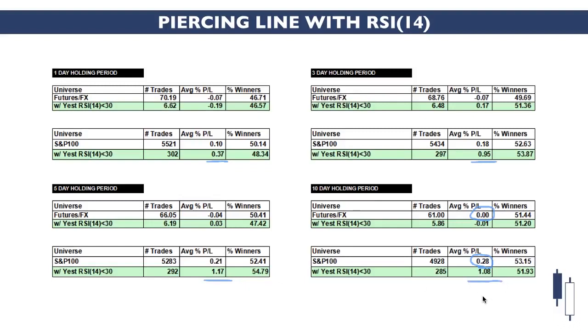So it seems that combining the piercing line with RSI 14 works quite well here for stocks, and our best result came from a 5-day holding period where we saw an average profit per trade of 1.17%. This is much better than the original 0.21% per trade. So this begins to indicate that combining the piercing line with RSI might be a good strategy for selecting some swing trades in stocks. The only downside here is that we did see a lot fewer signals. And unfortunately, the results in futures were much less pronounced than in stocks.